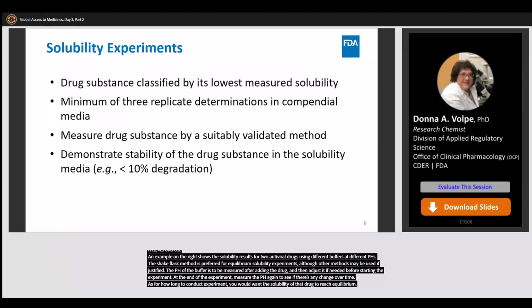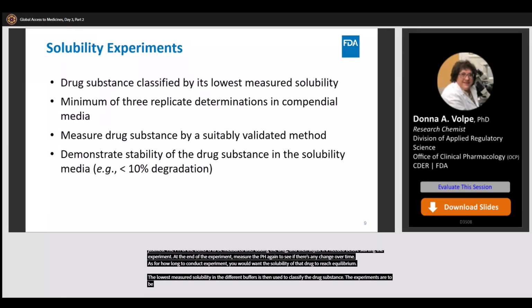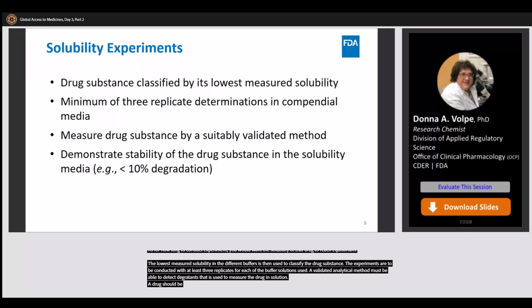The lowest measured solubility in the different buffers is then used to classify the drug substance. The experiments are to be conducted with at least 3 replicates for each of the buffer solutions used. A validated analytical method must be able to detect degradants that is used to measure the drug in solution. A drug should be stable in the different buffers with less than 10% degradation.